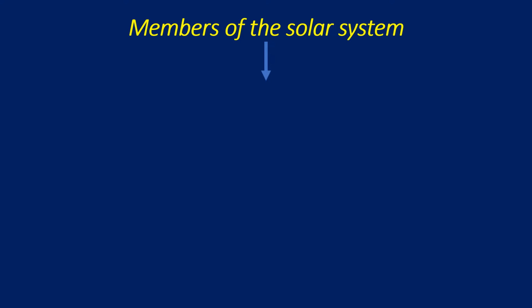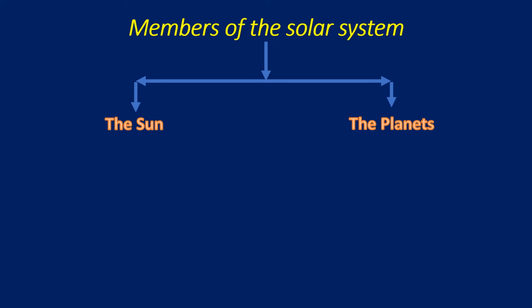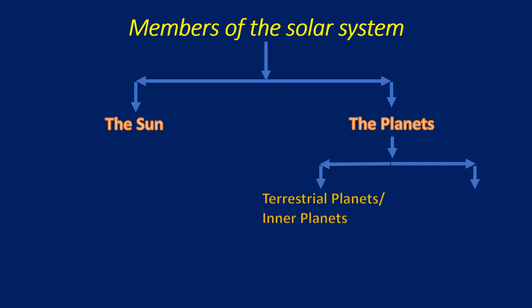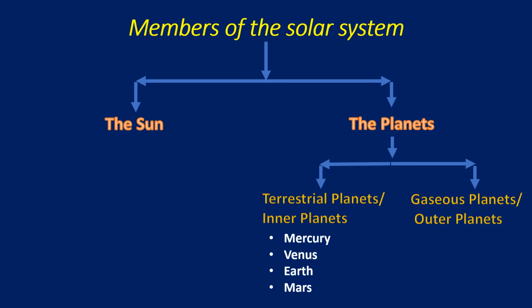Members of the solar system: the Sun and the planets mainly. The planets are divided into two types. Number one, terrestrial planets, which are inner planets, and second, gaseous planets, which are outer planets. Terrestrial planets are Mercury, Venus, Earth and Mars. Gaseous planets are Jupiter, Saturn, Uranus and Neptune.